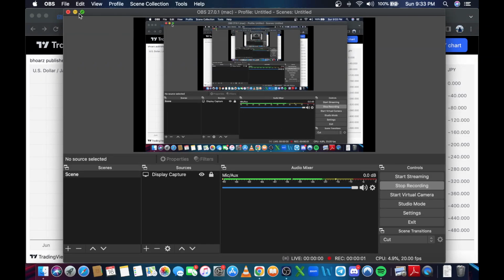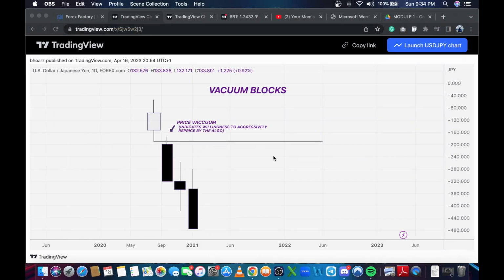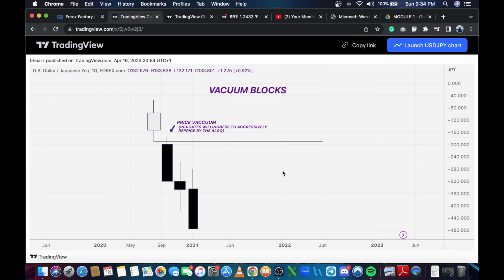Hello guys, welcome back to lesson 15 of module 1 of our course, Introduction to Algorithmic Trading. So today we're going to talk about three different types of order blocks. We're going to talk about vacuum blocks, reclaimed blocks, and also propulsion blocks. Alright, so let's define what a vacuum block is.